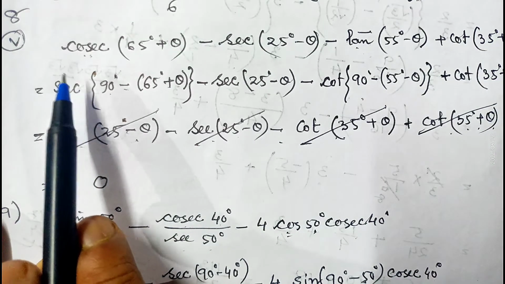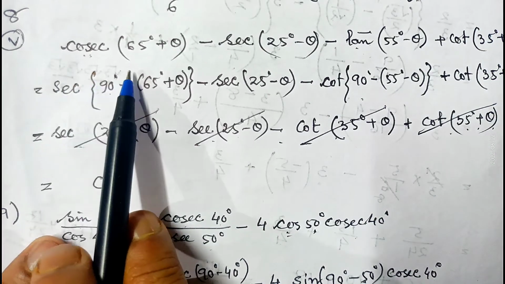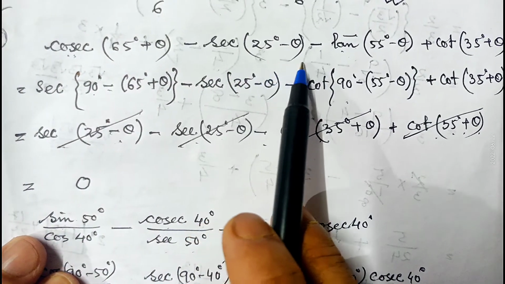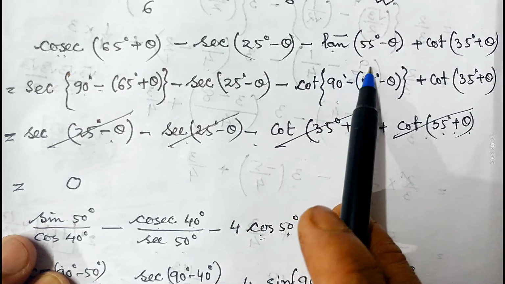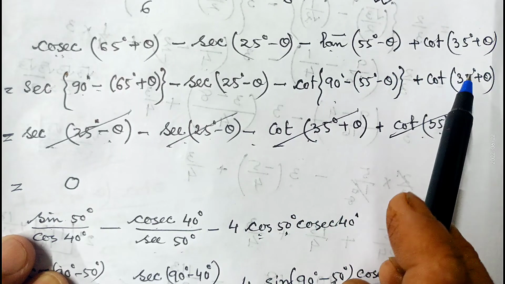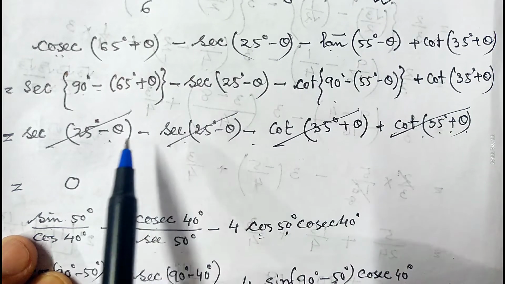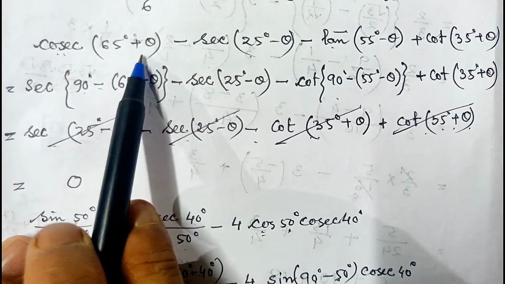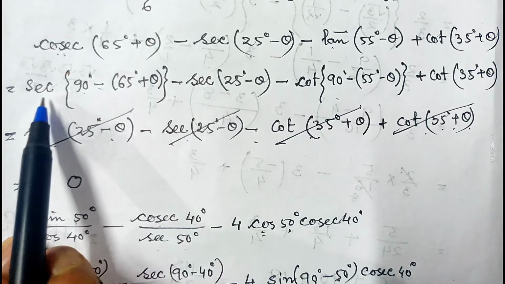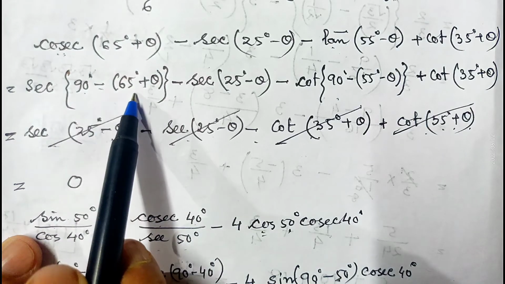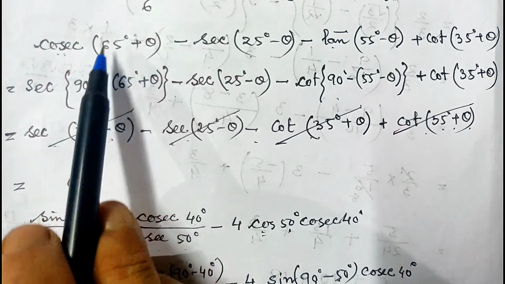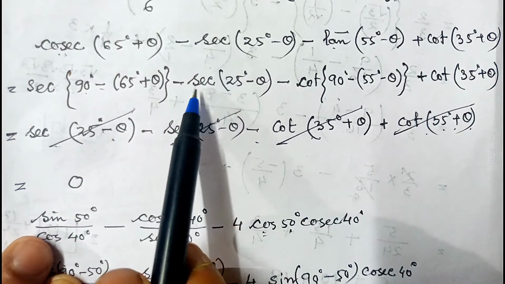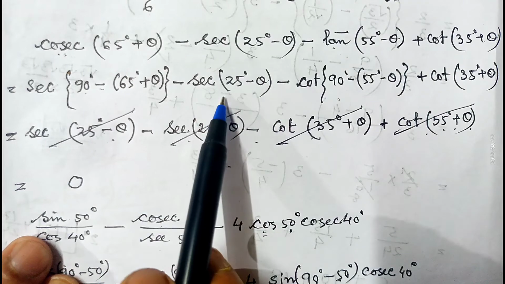Now in the fifth part of question number 8, it is given cosec 65 degree plus theta minus sec 25 minus theta minus tan 55 minus theta plus cot of 35 plus theta. And we have to find the value of this expression. Here, cosec theta, this whole thing you consider theta. So cosec theta will be sec 90 minus theta. Clear? Cosec theta will be sec 90 minus theta. This is already in sec, so we are not changing. So this will remain as it is.